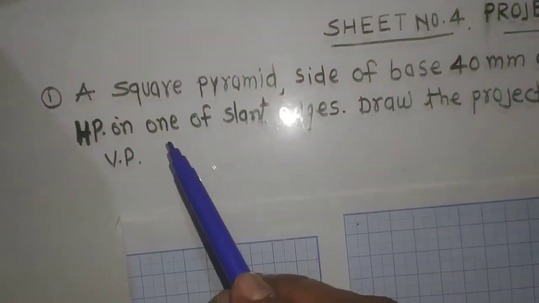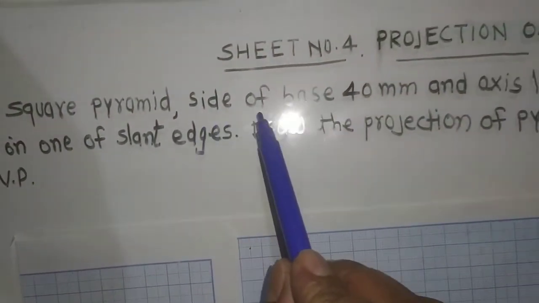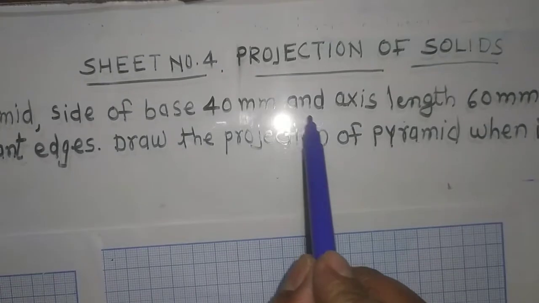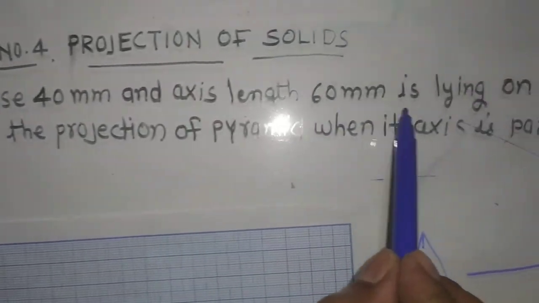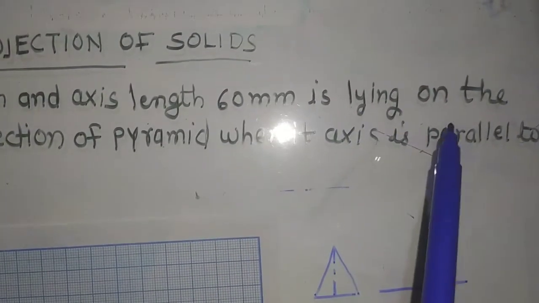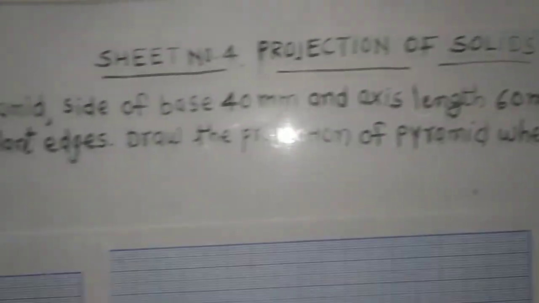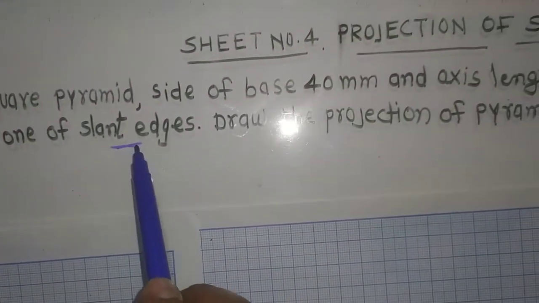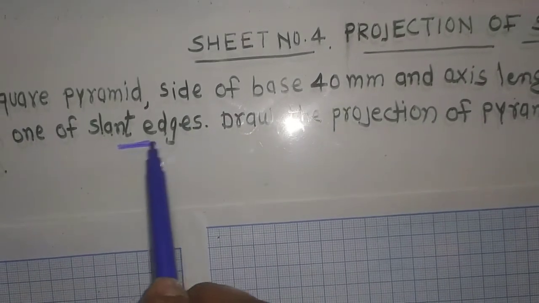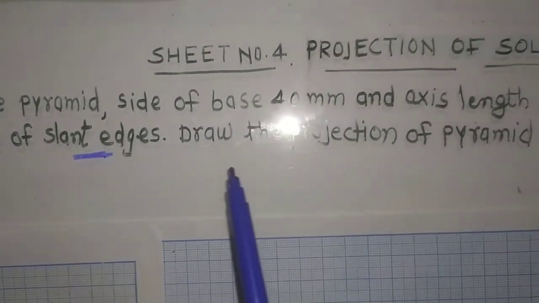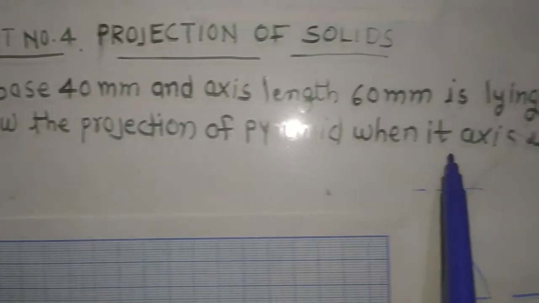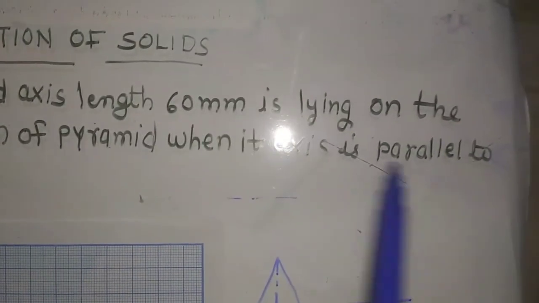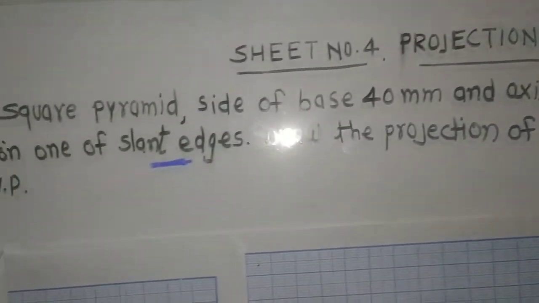I will read the problem. A square pyramid, side of base 40 mm and axis length 60 mm, is lying on HP on one of its slant edge. This word is very much important, slant edge. Draw the projections of the pyramid when its axis is parallel to VP.